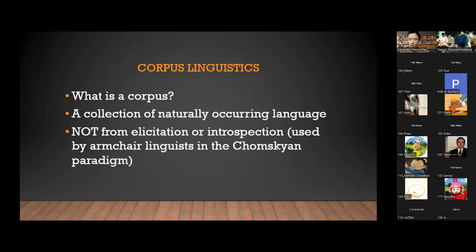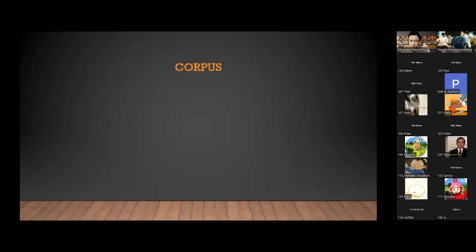This should not come from elicitation or introspection. So we should not get people to do experiments. We don't do that. And we do not just ask people, so how do you think you use language? How do you think you use this word? No, we don't do that. We will record them interacting with other people, having a phone call, or we may get some transcripts from TV programs, for example, and then we observe how people use some words in those data before we analyze the data.